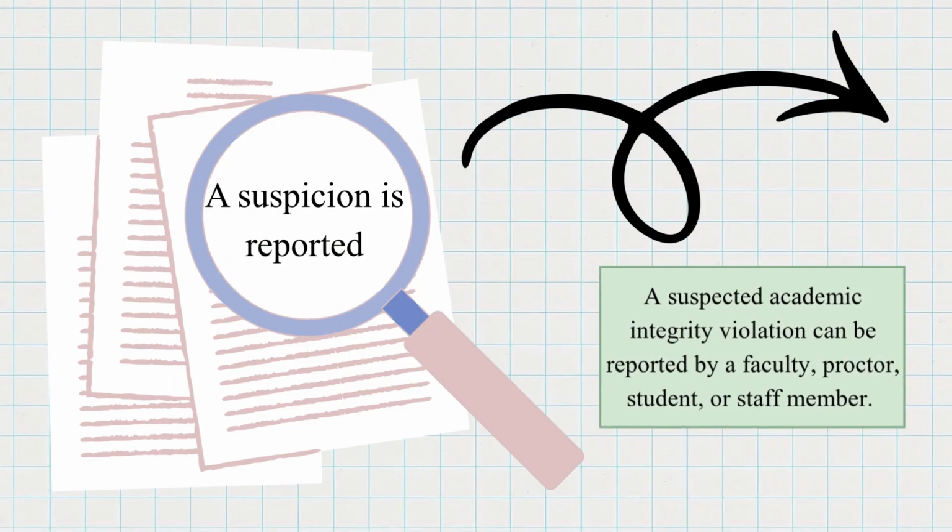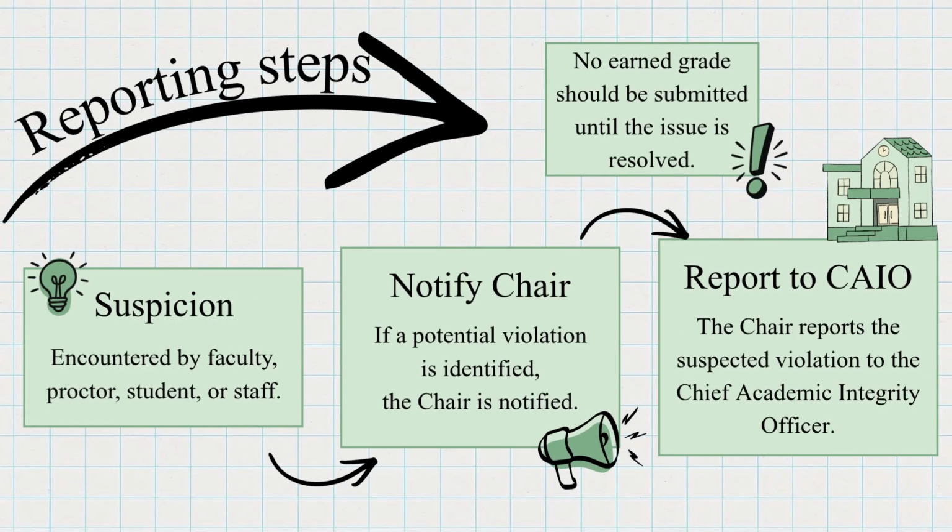The process begins with a suspicion being reported. A suspected violation can be reported by a faculty, proctor, student, or staff member. The reporting steps begin when a suspicion is encountered by faculty, proctor, student, or staff. If a violation is identified, the chair is notified, and they report it to the Chief Academic Integrity Officer. No earned grade should be submitted until the issue is resolved.